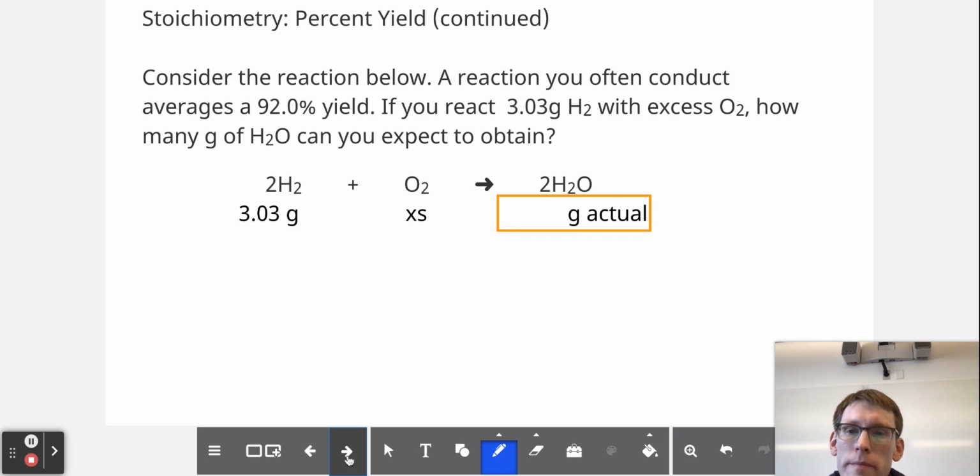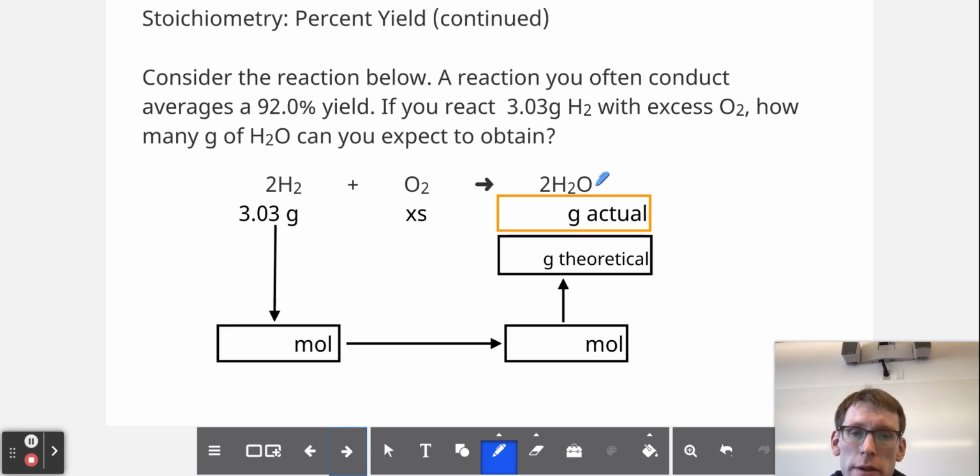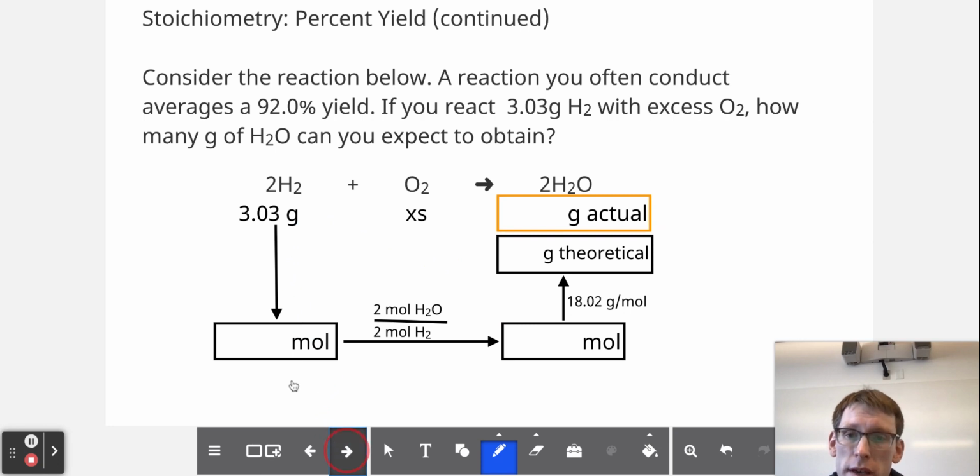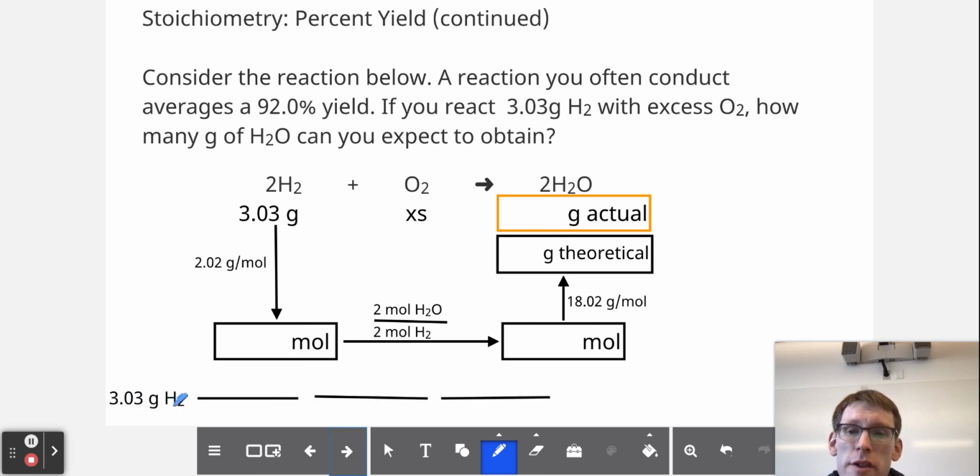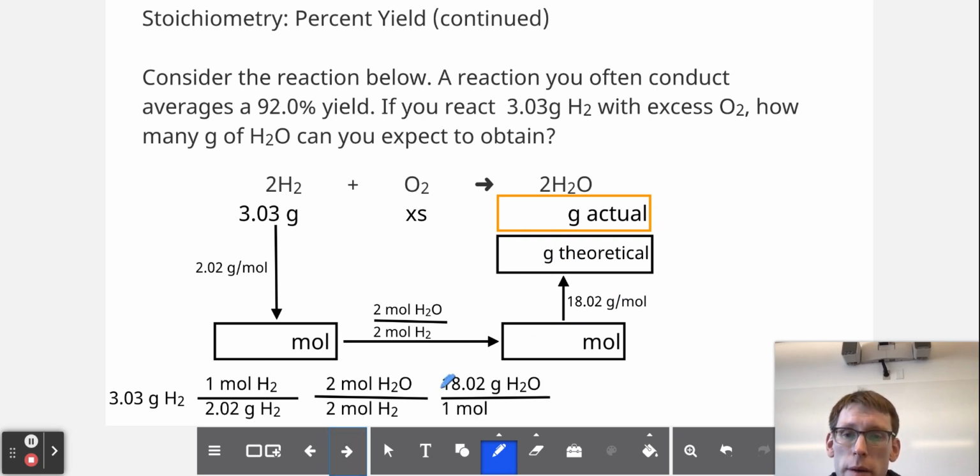So we could solve this problem trying to find the actual yield. But to get there, I need, of course, the theoretical yield. And we'll get the theoretical yield in exactly the same way that we did in the previous case. I just say that we start with 3.03 grams of hydrogen, use molar mass to get to moles of hydrogen, use the mole ratio to get to moles of water, and then use the molar mass to get to the theoretical yield of water, which is exactly what I'm doing here. This is the same as I did before, so I'll go quickly. I know that my theoretical yield is about 27.0 grams, and I can put that in as my theoretical yield.